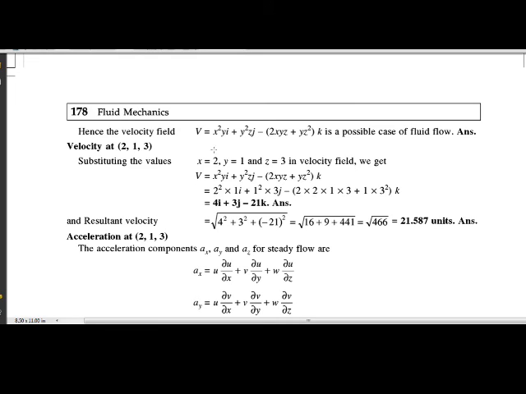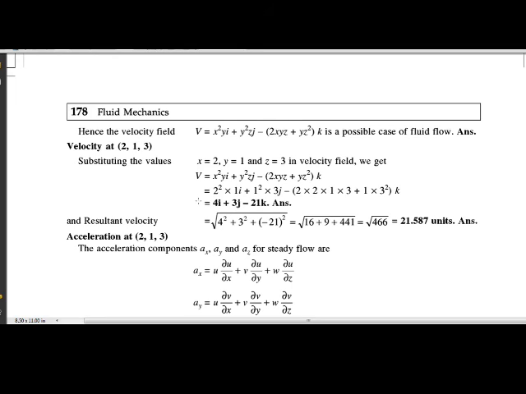So we have to put these three values into the vector. The velocity vector they have given is v = x²y i + y²z j − (2xyz + yz²) k. Put the values x = 2, y = 1 and z = 3 into this equation, and after putting these values we get the velocity vector as 4i + 3j − 20k. So it is a velocity vector.